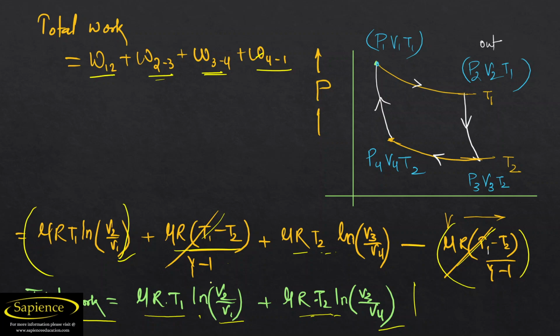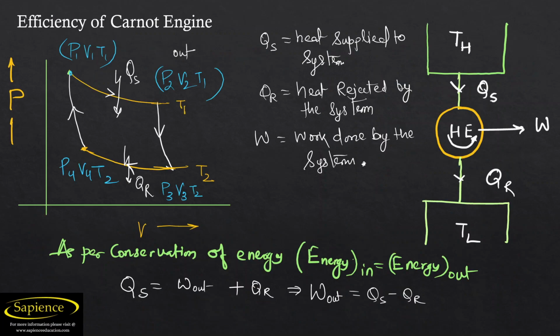So here we can understand the total work done is equal to μ R T1 ln(V2/V1) plus μ R T2 ln(V3/V4). So this is the total work done.